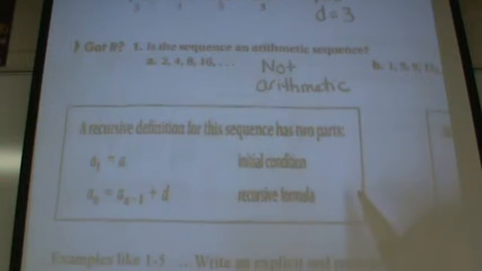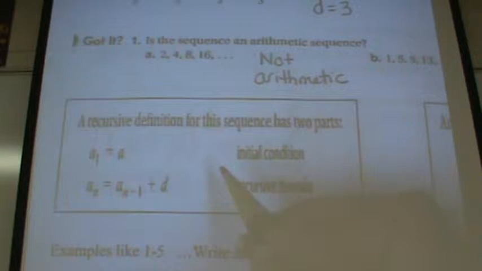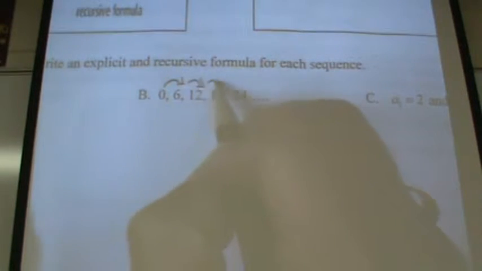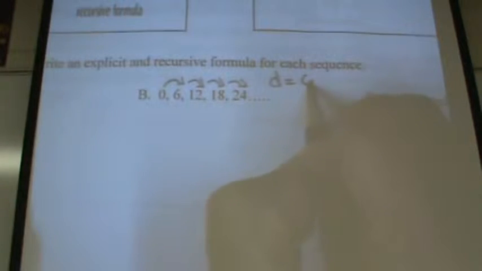Then we talked about the 2 kinds of equations for these arithmetic sequences. The first one is a recursive definition. In the recursive definition, you must state the first term. So, for example, let's do B. Is this one arithmetic? Yes, you're adding 6, so D is 6.